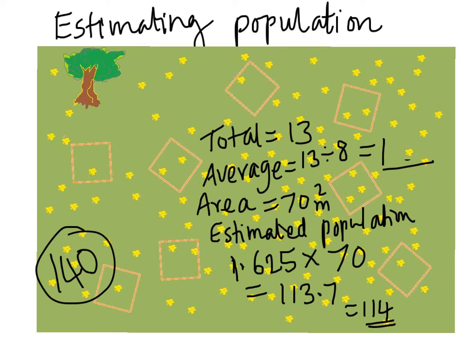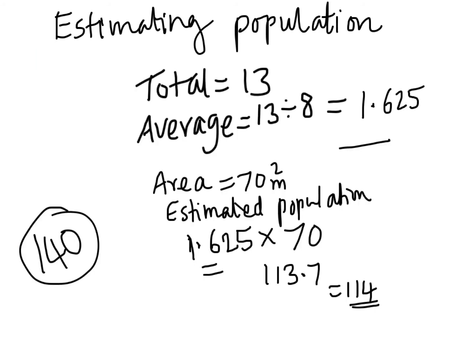Now this would be a more accurate estimate without question, because we have simply used more samples the second time around. Okay, just a quick run through the calculations again. In total we had 13 daffodils in all the 8 quadrats. So to find the average per quadrat, I divide the 13 by the 8 quadrats, and I get this number, 1.625 daffodils per quadrat, which means per square meter.